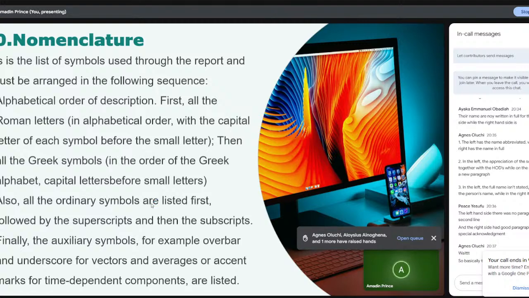So like I said, it must have the Roman letters, the Greek symbols, and also it must follow capital letters before small letters. Capital letters before small letters. Also, all other original symbols listed, which are the superscript and the subscript, would follow after the small letters. And that's all. You can also write the auxiliary symbols, for instance, overbar, underscore, the dot, and so on. That's all for nomenclature. All these things might seem very minute, but all this minute detail is very, very important in your report. Once you combine this minute detail, you're going to make a powerful report.